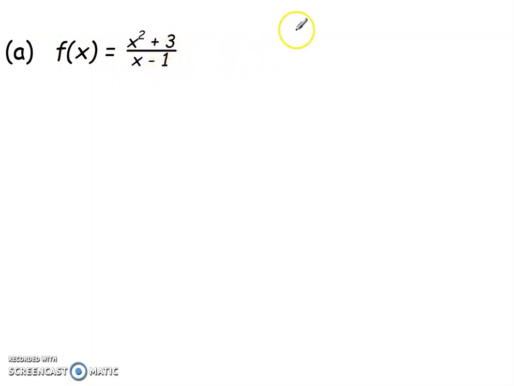Now remember, for any of them, we want it in the form of m of x plus g of x over h of x. And remember, the rule is that the highest power of g of x has to be less than the highest power of h of x. Now in this case, it's bigger, so what we're going to have to do is use algebraic long division to whittle that down.